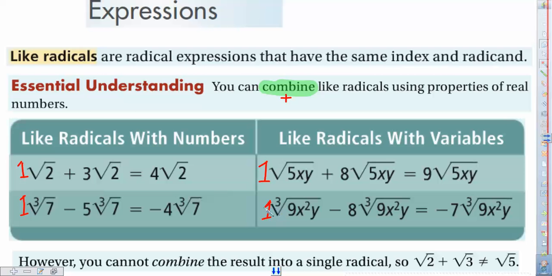I think they want to hammer home, ladies and gentlemen, as you look through this lesson and the homework, be cautious of that 1 being in front of some of these radicals here. A lot of students miss that, and they end up incorrectly adding these together.